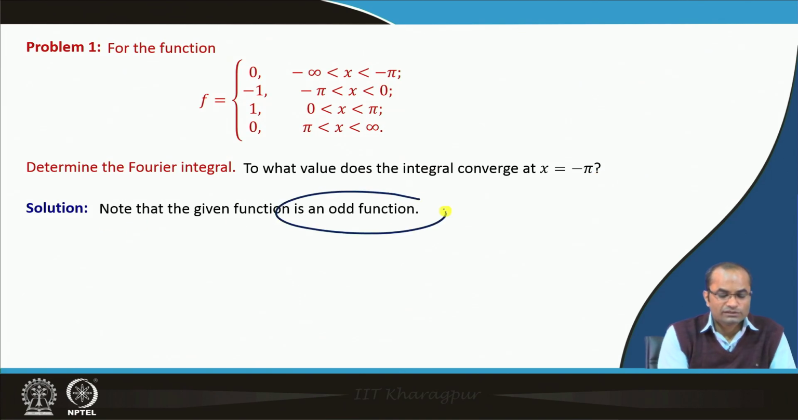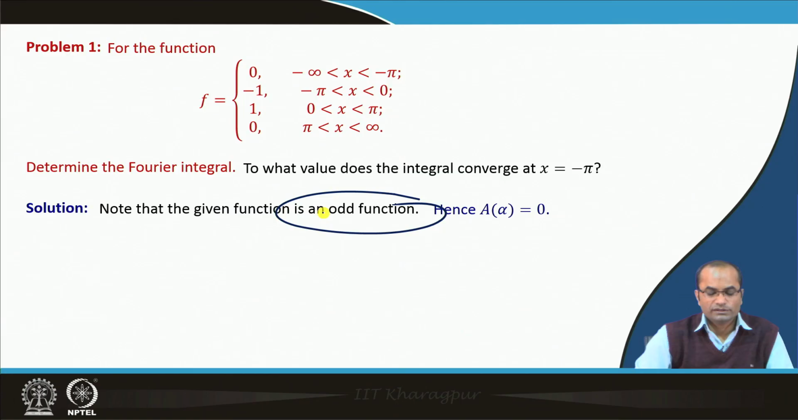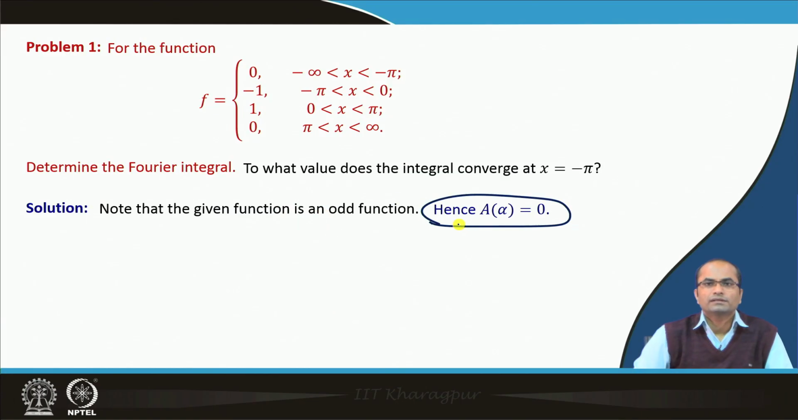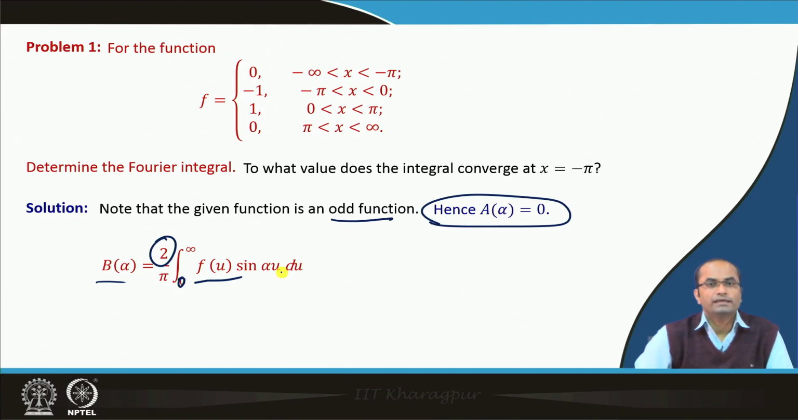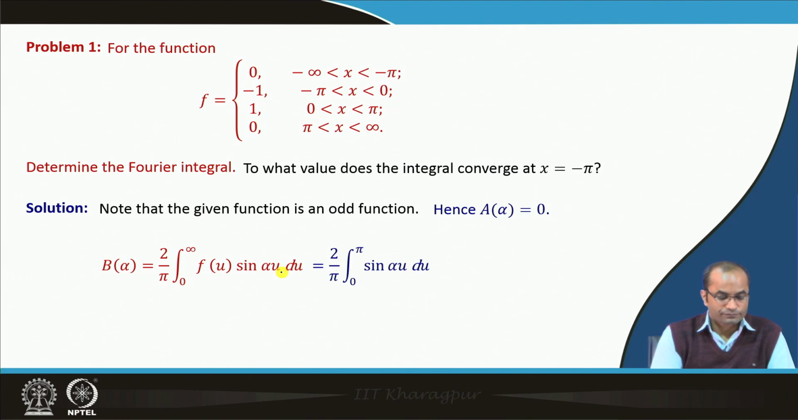The given function is an odd function, which we have already noticed, hence A(alpha) will be 0. That is the automatic calculation here: because of this odd function, A(alpha) will be 0, and B(alpha) we can compute with the help of this integral, which now has a 2 there and runs from 0 to infinity. Instead of minus infinity to plus infinity, since the function is odd, we can just compute from 0 to infinity f(u) sine alpha u.